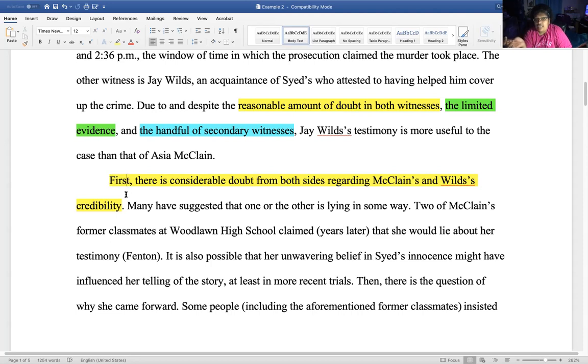Jane Doe could have easily used this wording right here and called it a day. She went the extra step, which is why she got such a great grade here, and just said it in a different way. You can very much say, "First, there is a reasonable amount of doubt from both witnesses," period, and keep going, and you would be fine. So either way is fine. If she just took this phrase and put it here instead of writing all this, it would be fine.